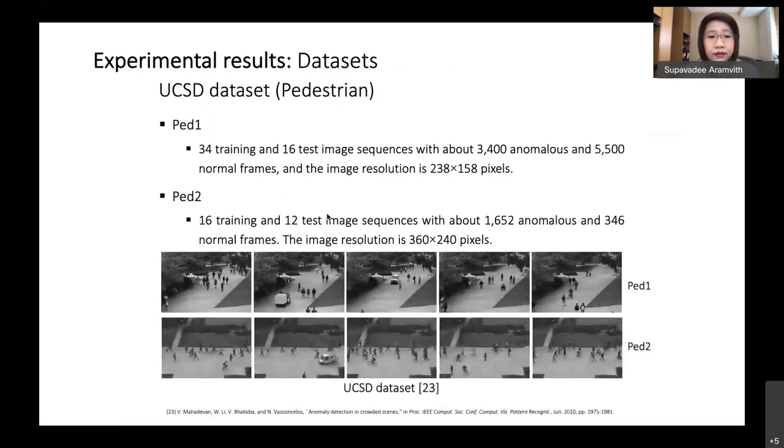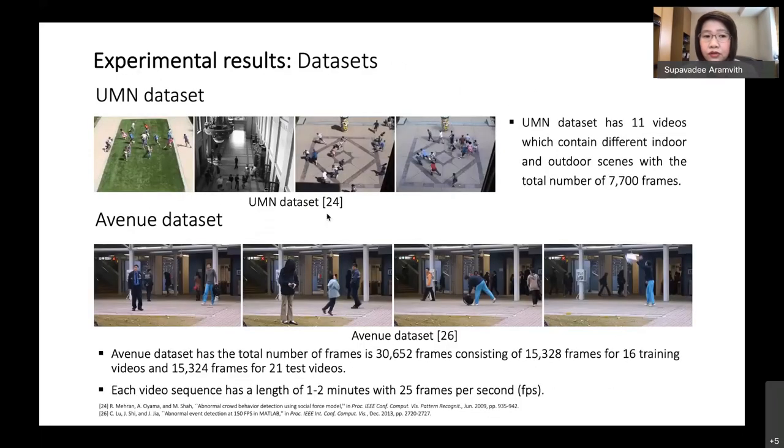We use several datasets: UCSD pedestrian, with people walking and some trucks or bicycles coming in. Then we use the UMN dataset, which has videos of different indoor and outdoor scenes. And we use the Avenue dataset, which mainly has people performing different kinds of actions.